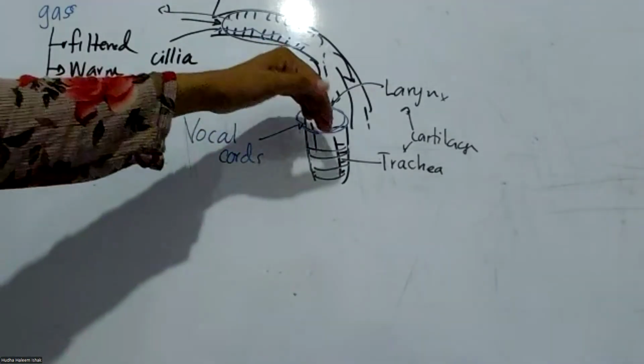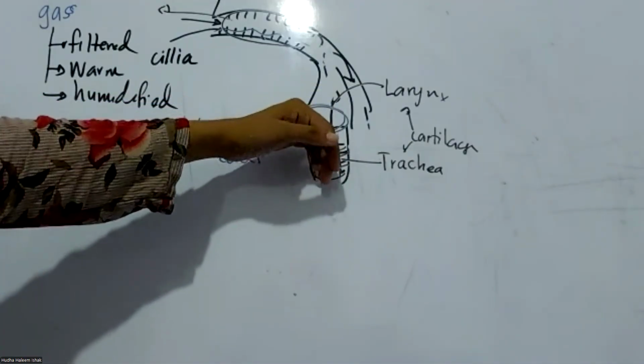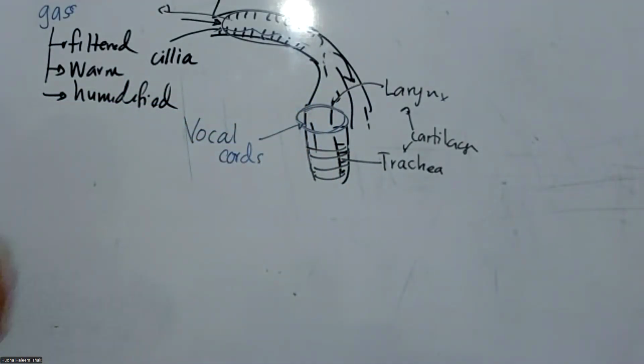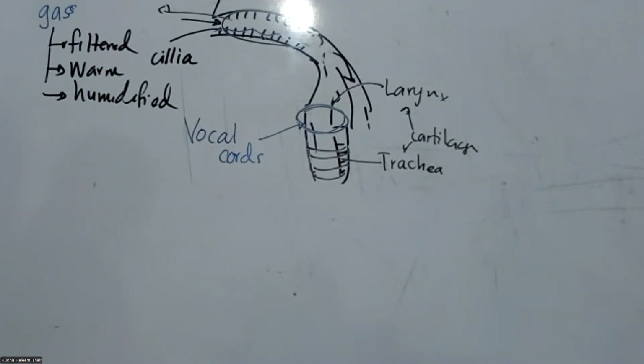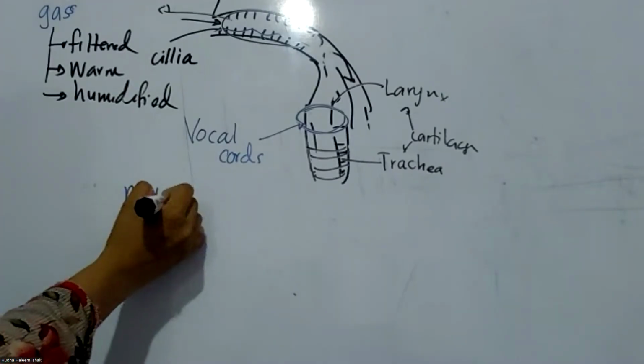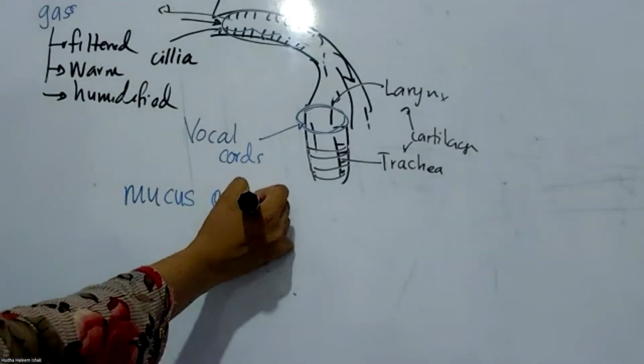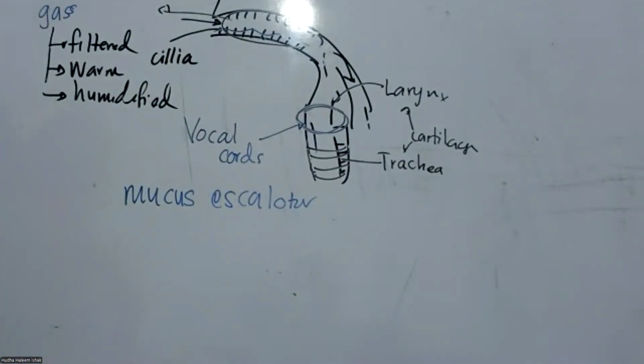Now the air passes from the trachea into the two bronchi, then the bronchioles, and finally the alveoli. There is a process called the mucus escalator, which is exactly the thing I explained. The branches start from the trachea, especially the trachea and the bronchi.